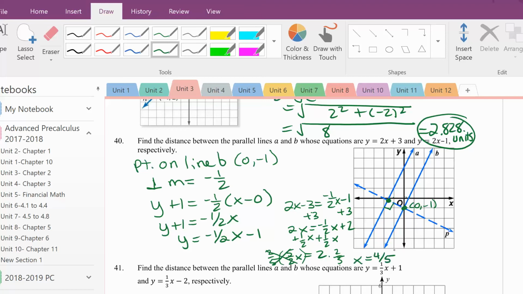And then to figure out what y is, you take y equals negative 1/2 times 4/5 minus 1. Well, that means it's negative 2/5 minus 1, which is negative 2/5 plus negative 5/5, which is negative 7/5.